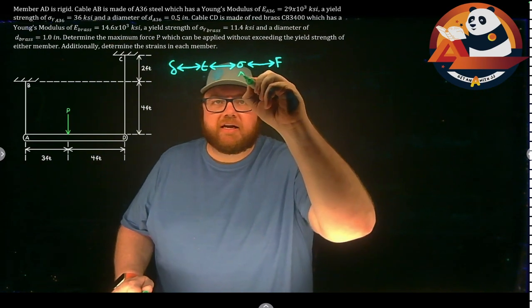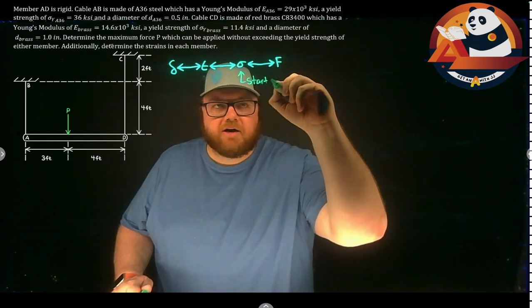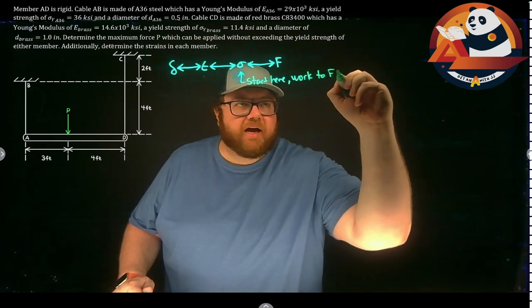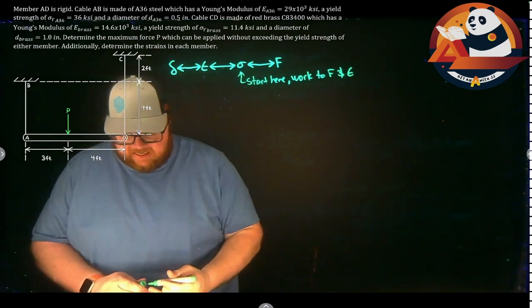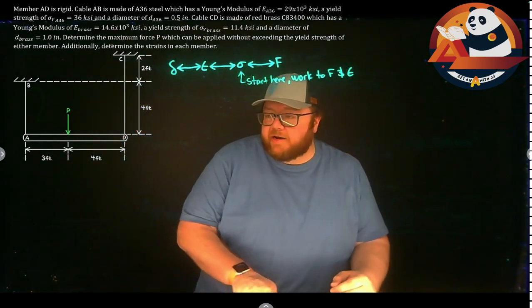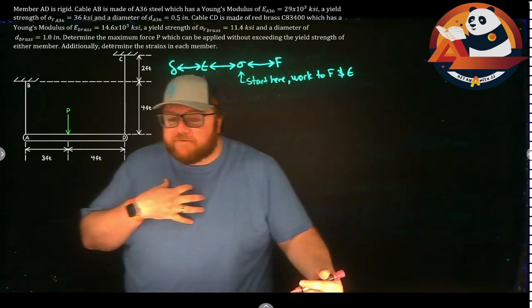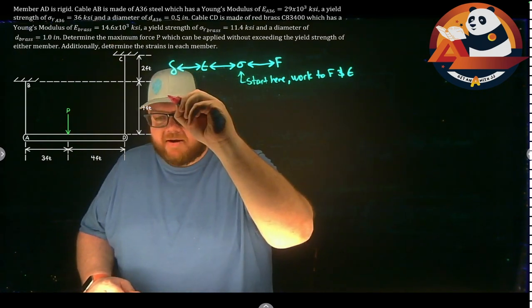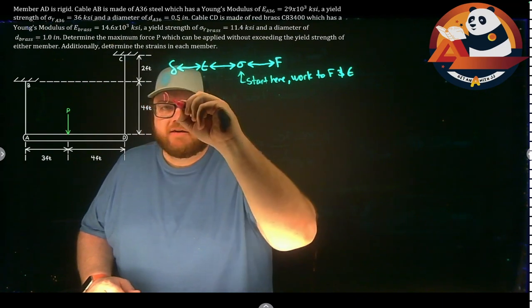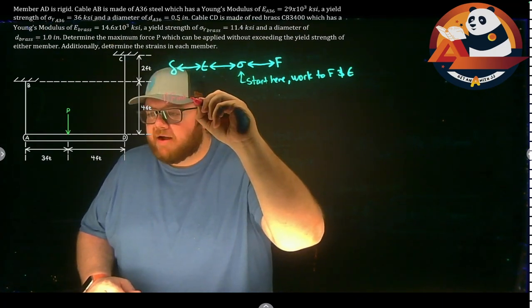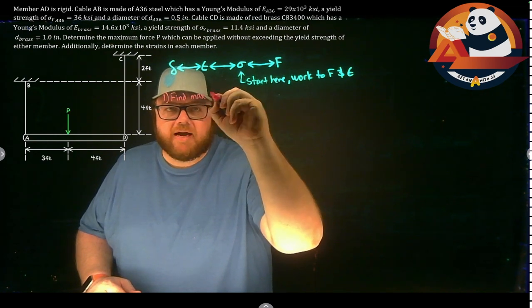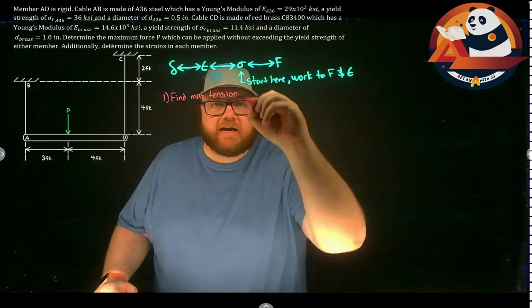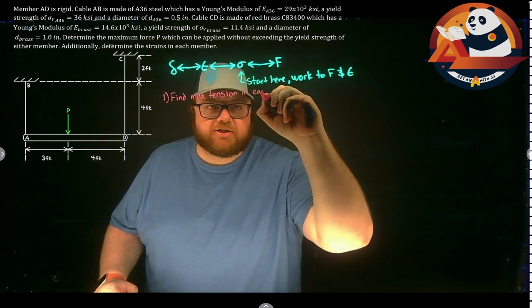So let's document that. Start here. Then we'll work to F and my strain. That's my game plan for where I'm going. So let's start that out. The very first thing I want to do is figure out the maximum tension in each member. I have my maximum stress. Let's get the force. Find the max tension in each of our members, in each cable.